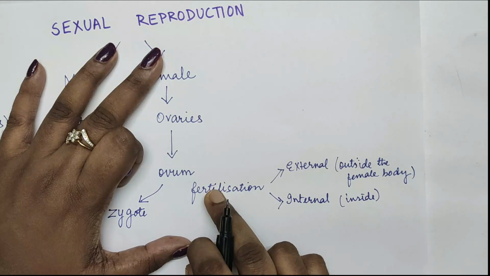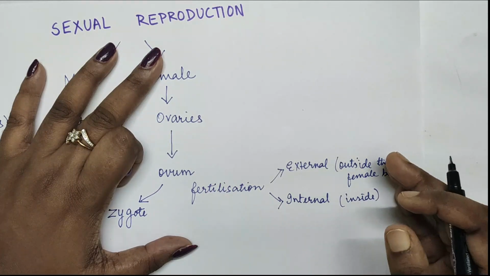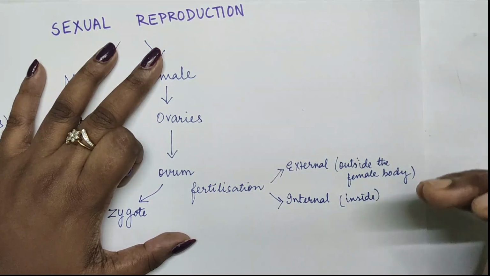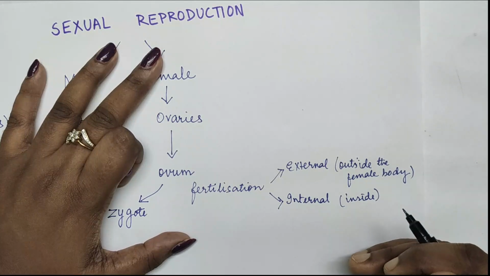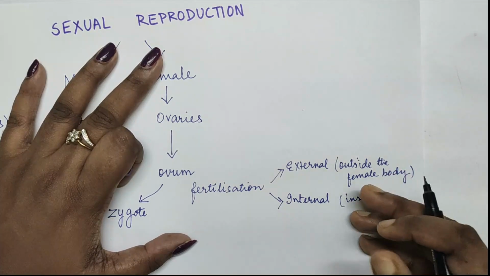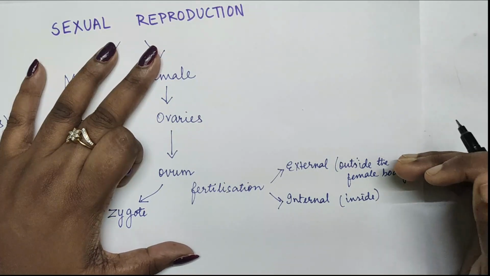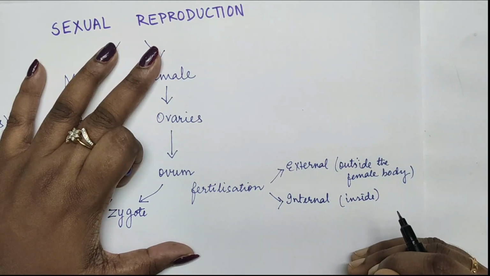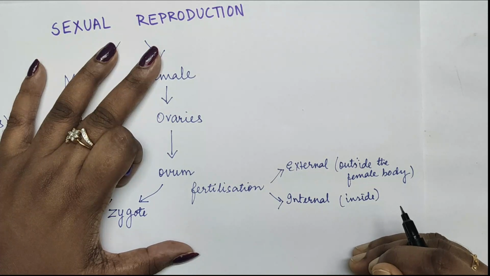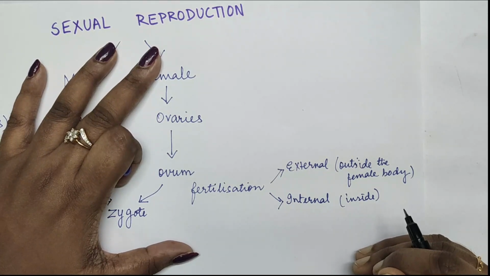And when it is inside the female body, we call it internal fertilization. Human beings reproduce internally. Internal fertilization happens mostly in mammals, birds, cats, dogs, reptiles; the fusion takes place inside the body of the female, and thus it is called internal fertilization.